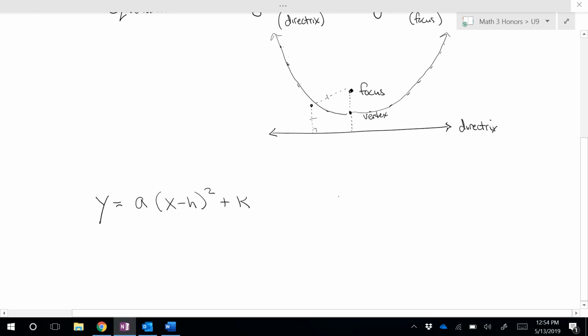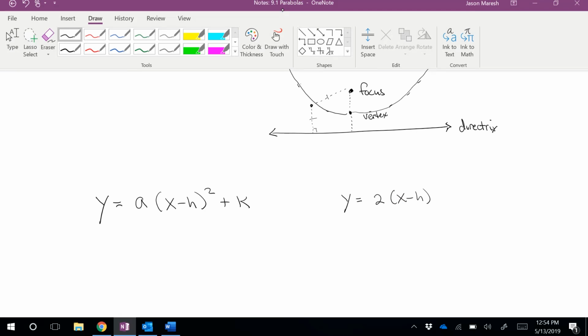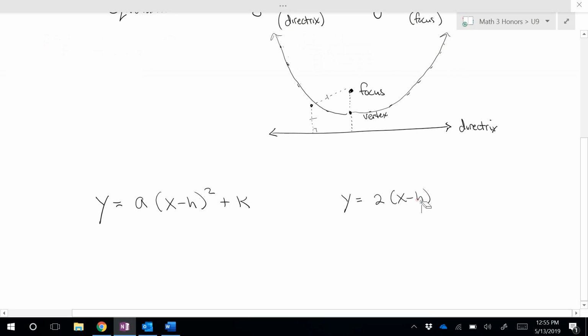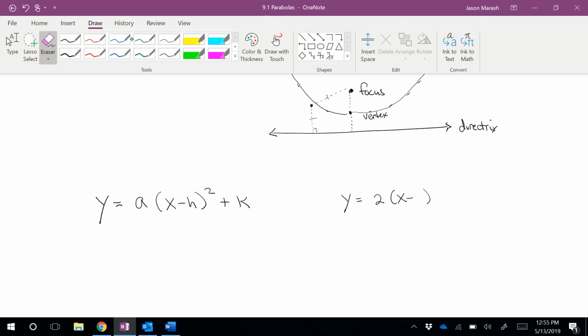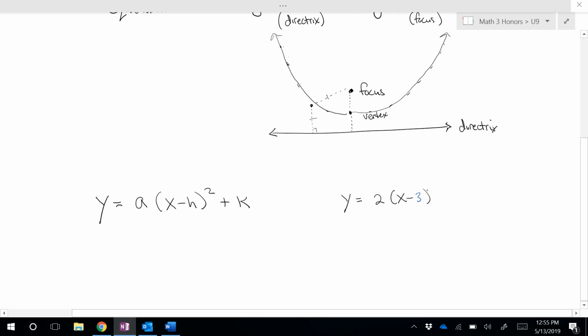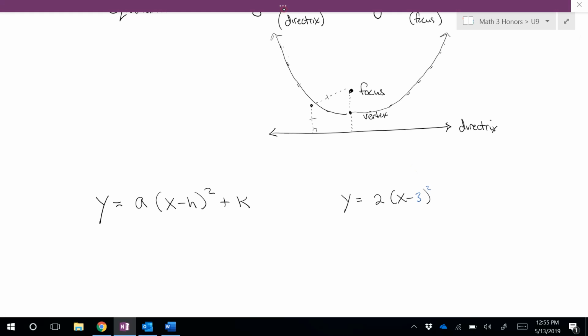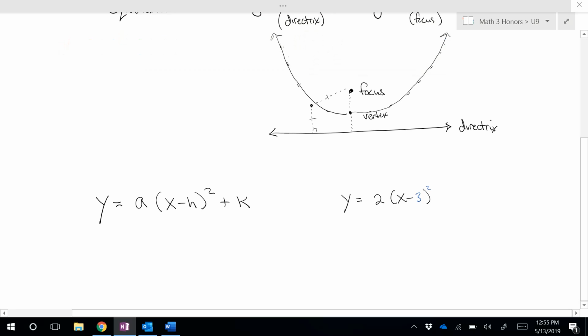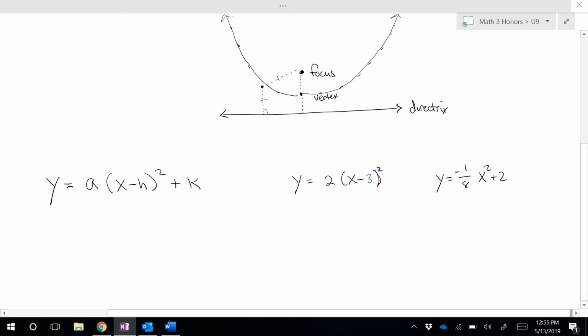A couple examples of that might be y equals 2 times (x minus 3) squared. Sorry, let me put a value in for h. Another example might be y equals negative 1/8 x squared plus 2.